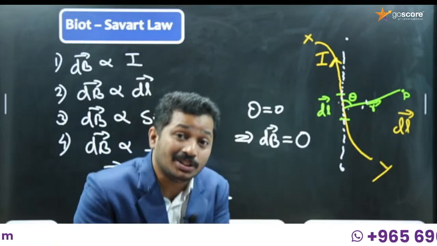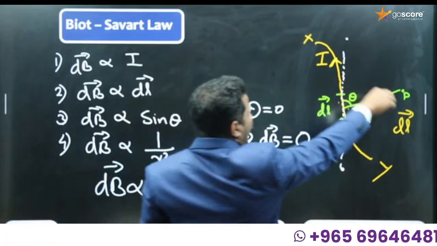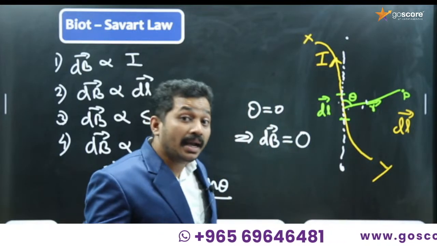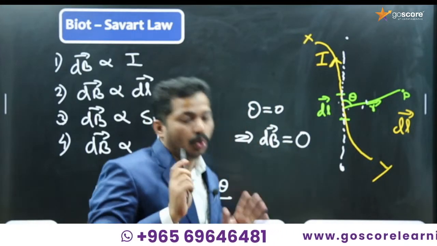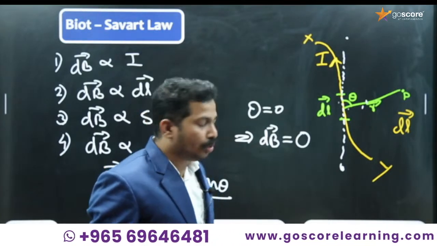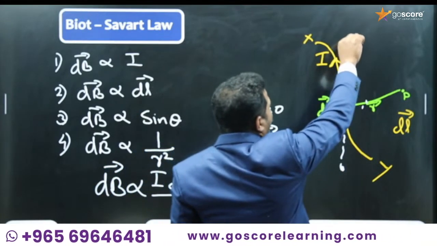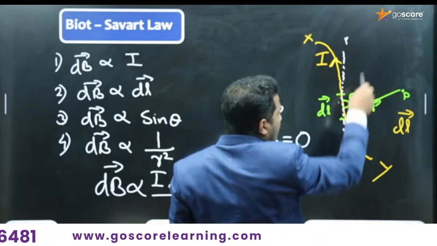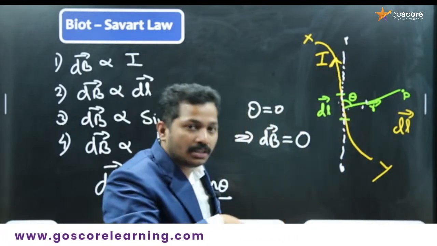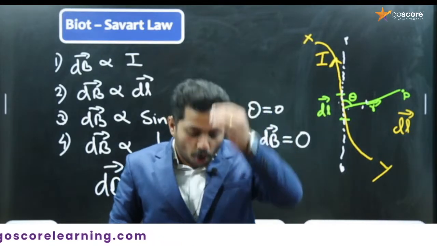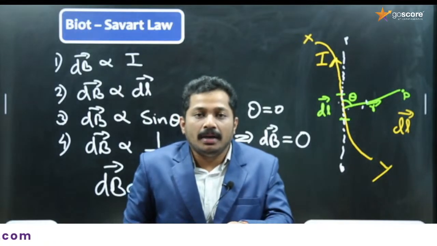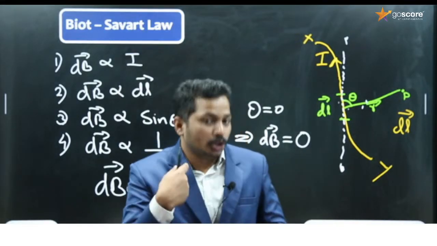Theta sin 180 is also 0. So when P is on the axis of the current element, the magnetic field will be 0. When we are considering a point P on the axis of the current element, theta will be 0, so the magnetic field will be 0. So just above or below the conductor, or on the axis of the current element, the magnetic field will be 0.